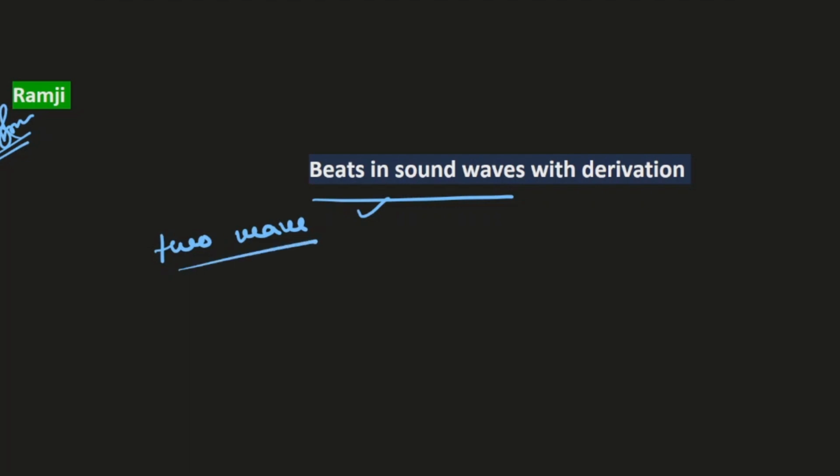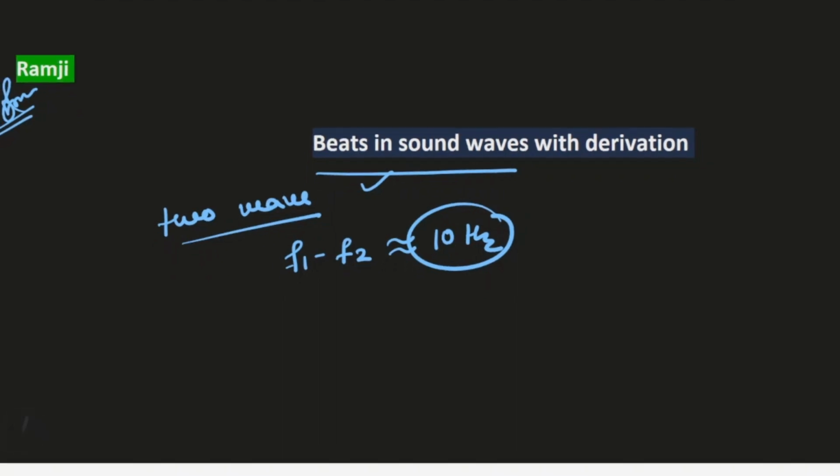Nearly the same frequency means f1 minus f2 is approximately in the range of 10 hertz. The 10 hertz means the frequency difference will be 2, 3, 4. Okay, so around 10 hertz, that means 12, 13, 14 is also allowed.